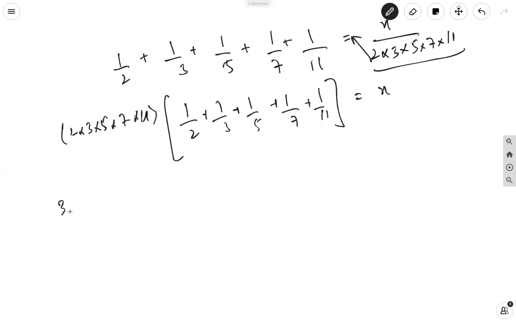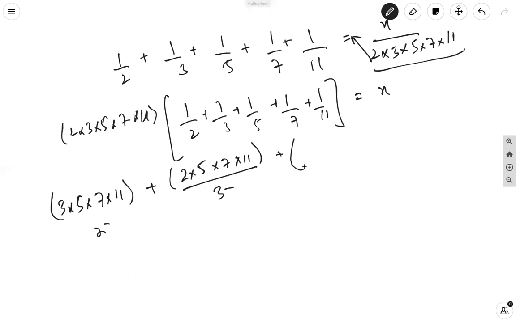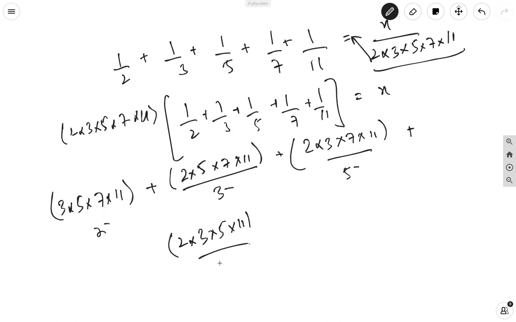So first will become 3 into 5 into 7 into 11. First, there is no 2 in this, right? Because 2 is cancelled out. The second one will have no 3 in this. This will be 5 into 7 into 11. The third one will have no 5, 2 into 3 into 7 into 11. The fourth one will have no 7 in this, 2 into 3 into 5 into 11. And the last one will have no 11 in that, 2 into 3 into 5 into 7, right? There is no 11 and the result is equal to x, right?